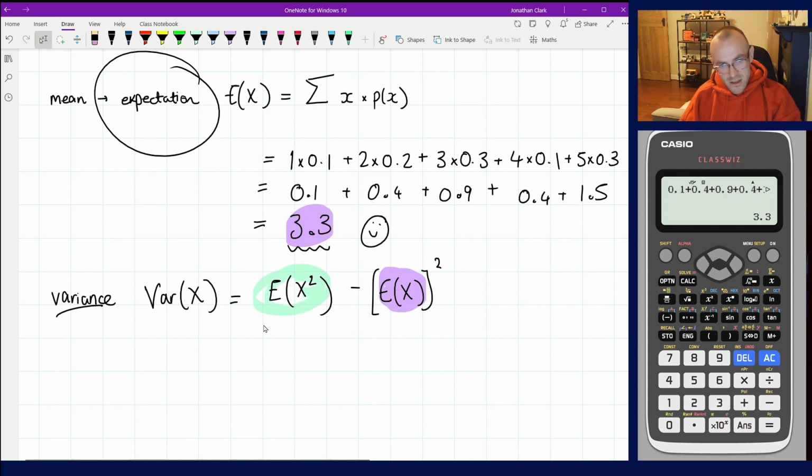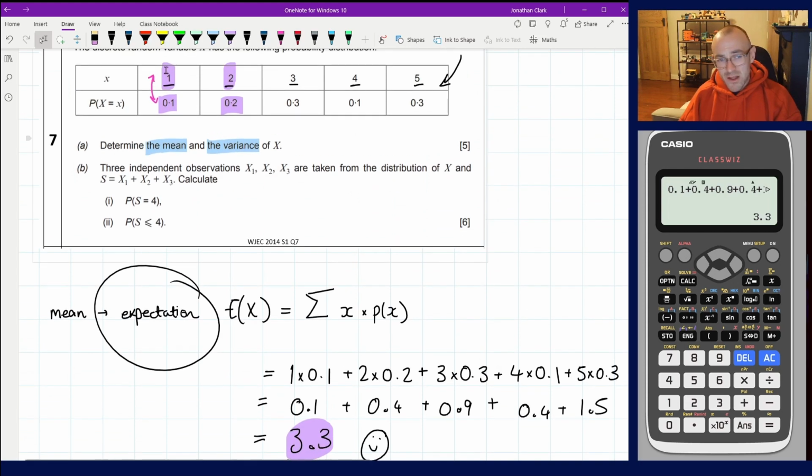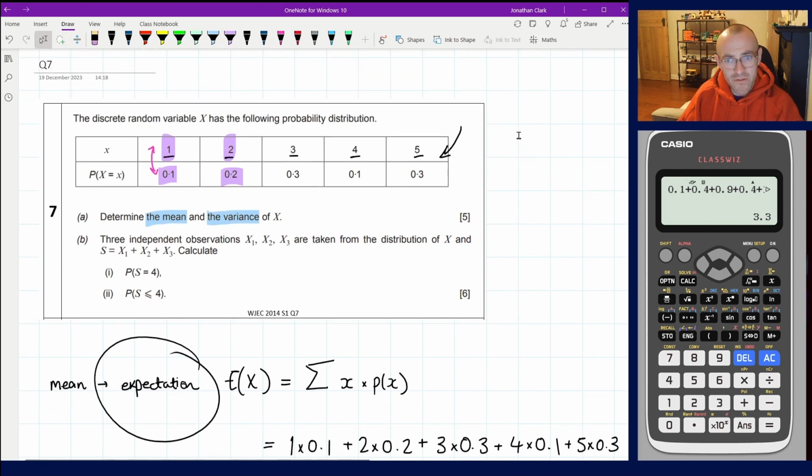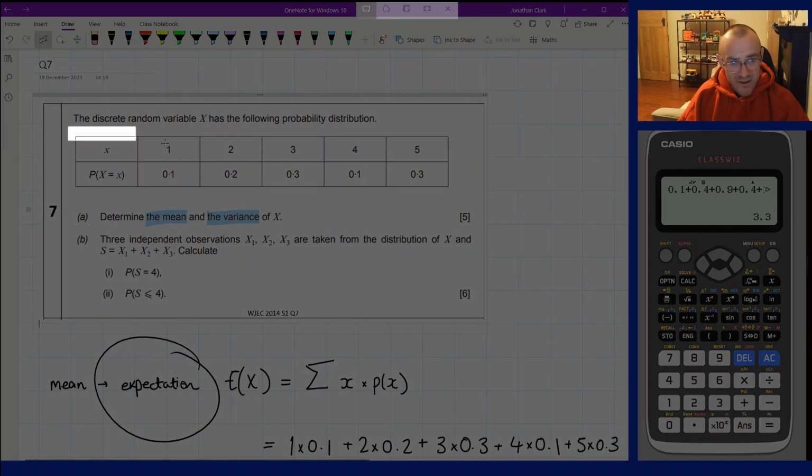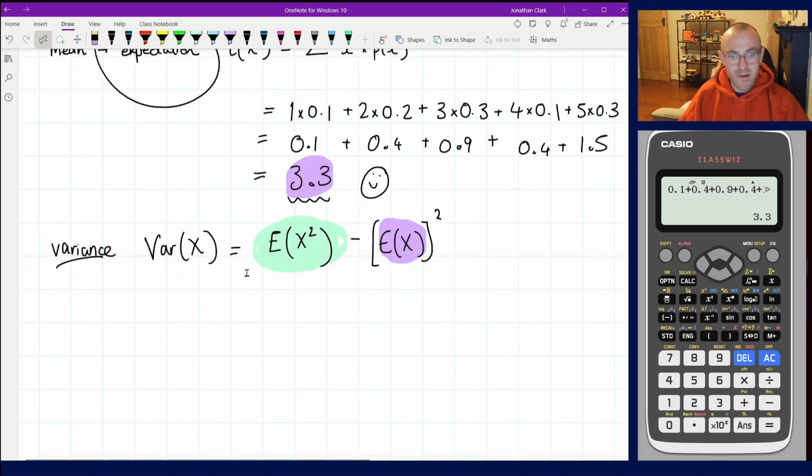This thing, the expectation of X squared, is similar to what we just did when we multiplied the x values by the probabilities. But what we are going to do is square all of the x values first. And then we are going to, I'm trying to rub this out. There we go. So that's easier. We're going to square all the x values, then multiply them by the probabilities.